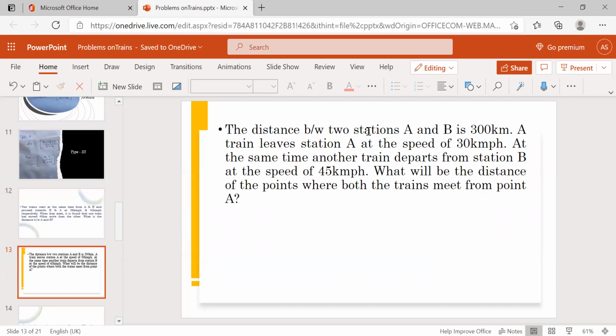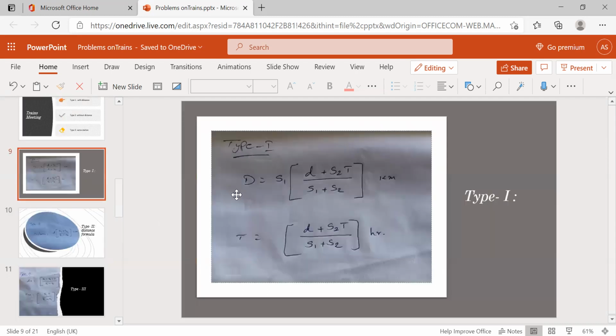The distance between two stations A and B is 300 km. A train leaves station A at a speed of 30 km per hour. At the same time, another train departs from station B at the speed of 45 km per hour. What will be the distance of the point where both trains will meet from point A? So they're asking where they will meet from one station, point A.